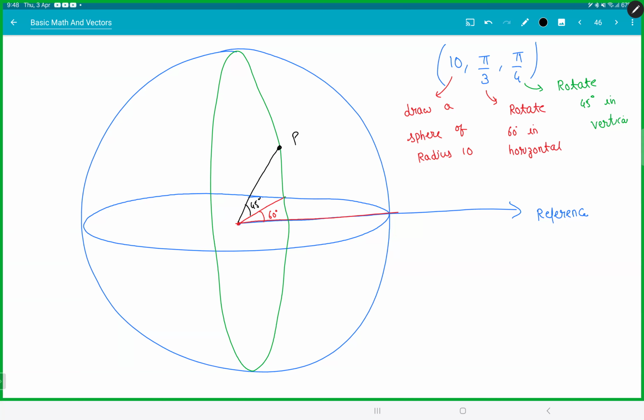Now your tip of the finger is the location, isn't it? Can you see the two angles now? You rotate horizontally 60, then you rotate vertically 45. The tip of the finger is the location of the point P. Is that making sense, everyone?